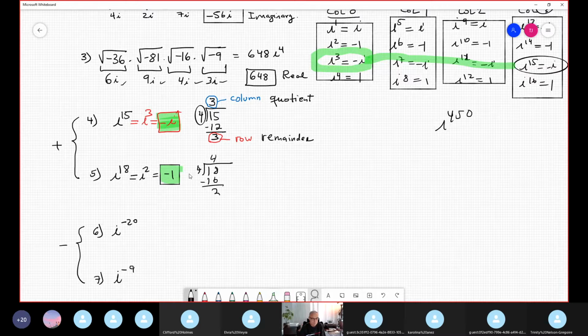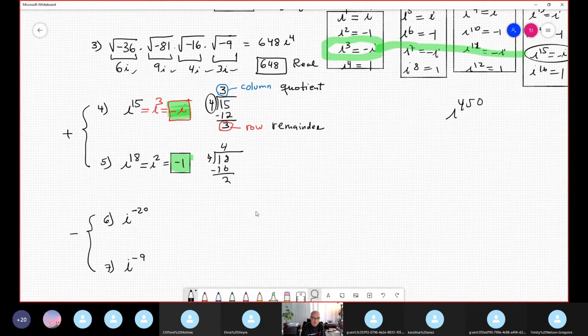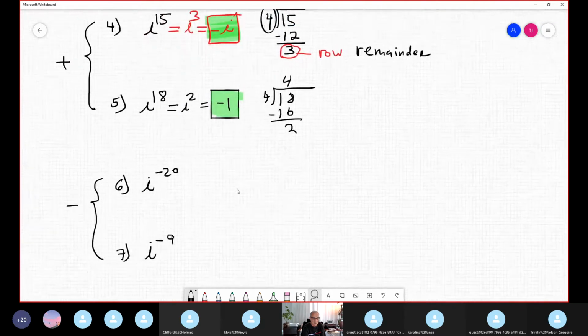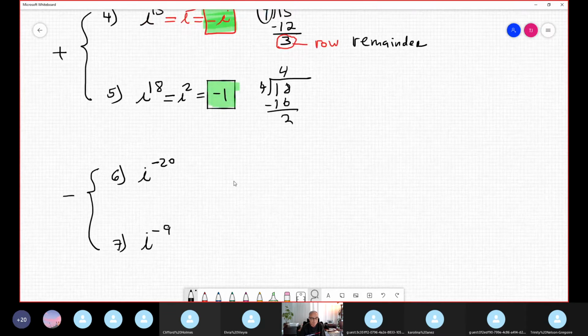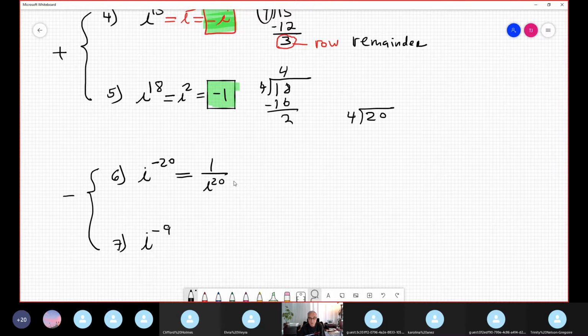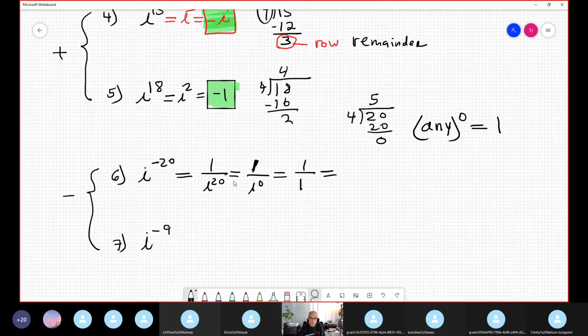Any question? And the negative exponent is a little bit more complicated because negative exponent means reciprocal. So this is equivalent to 1 over i to the 20 positive, but in the denominator. You take 20 divided by 4 one more time. 5 is 20, remainder 0. So 1 over i to the 0. Any number or any expression raised to the 0 power is equal to 1. So 1 over 1 is 1.